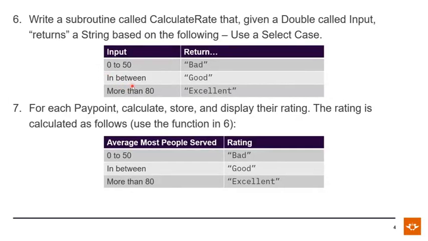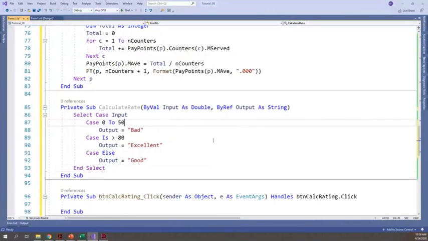Now, if this was an integer input, we could have said case 51 to 80. We could have done that. But this is a double. So if it's a double, if I said case 51 to 80, the error then comes in if my value was 50.5. So how then do we actually address this issue?